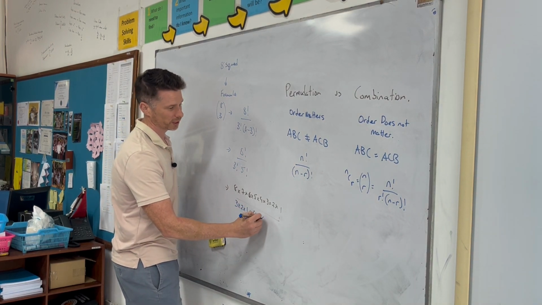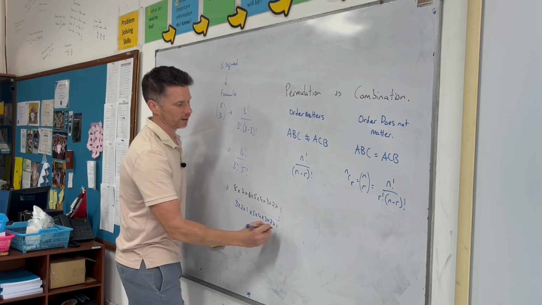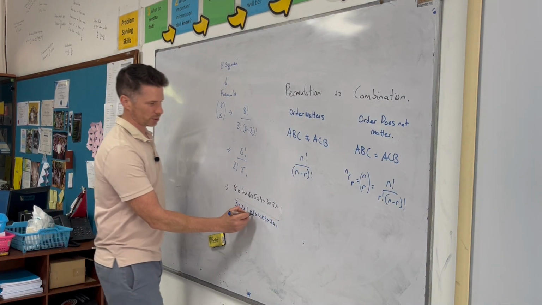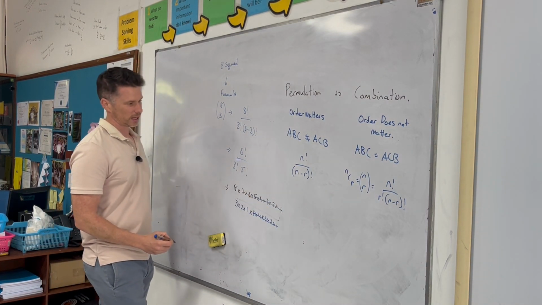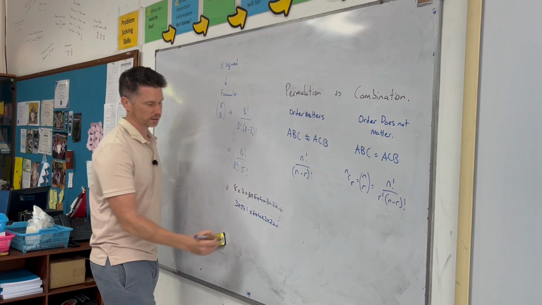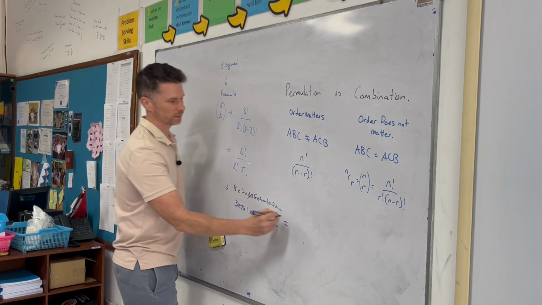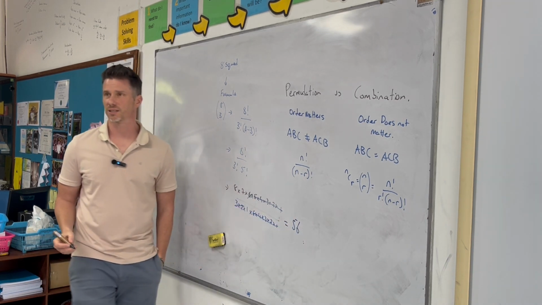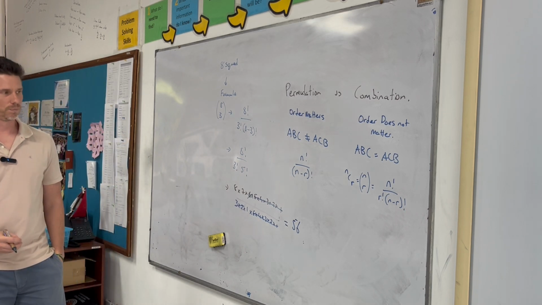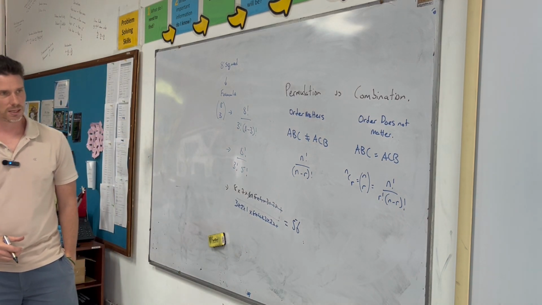So this is what a factorial is, in case you forgot, all the way down to 1. So we see a bunch of these can cancel out here. 3 times 2 is 6, and 8 times 7 is 56. There are 56 different teams that can be selected.